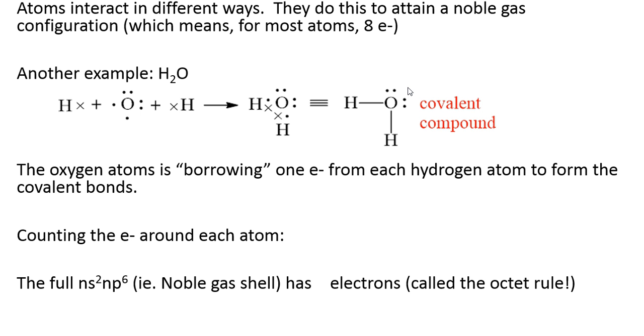If we count the electrons around each of these atoms, we see that each hydrogen has got 2 electrons and the oxygen has got 8 electrons. So in the case of the oxygen, its 2s shell is now full, as is its 2p shell. So it looks like a noble gas and has the 8 electrons around it. We call this the octet rule.